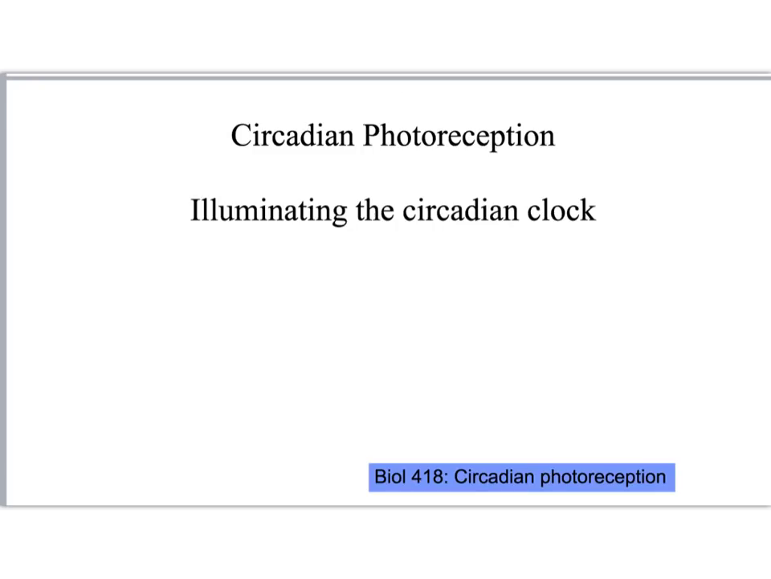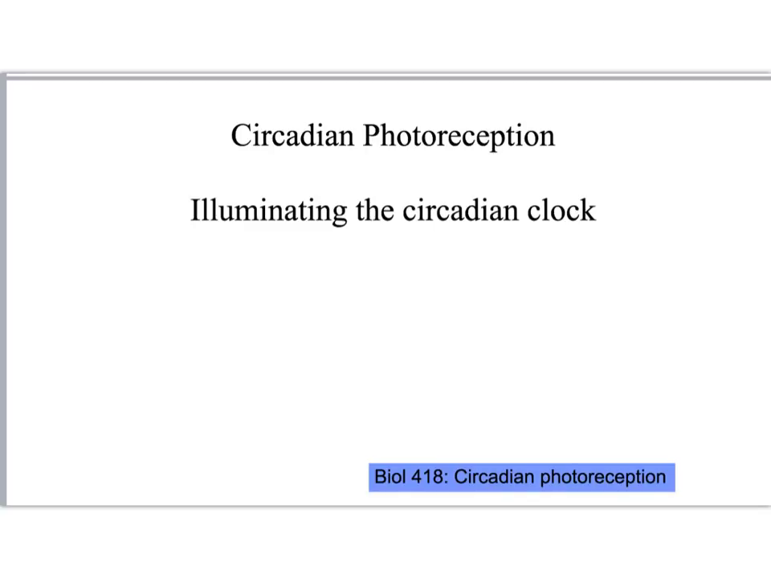Okay, so now we move to a new and fascinating topic of circadian biology, which is how we synchronize to the light-dark cycle. That is how the circadian system gets information about light, or circadian photoreception.